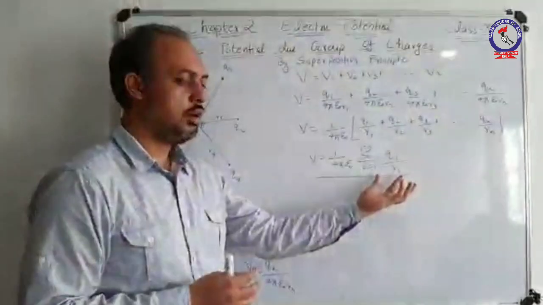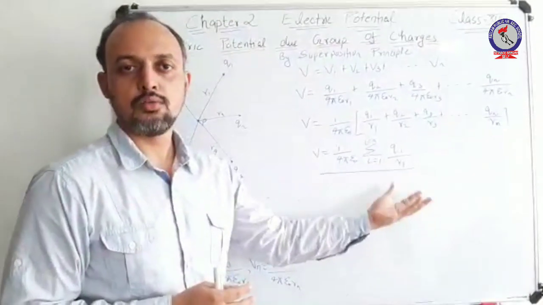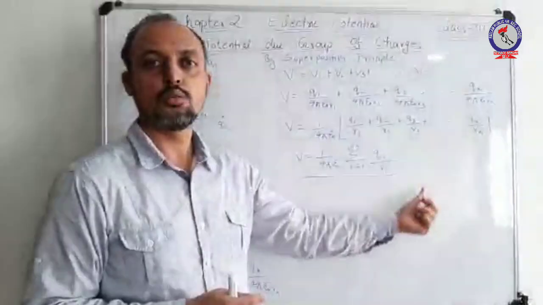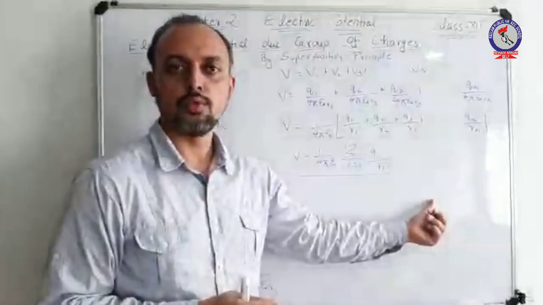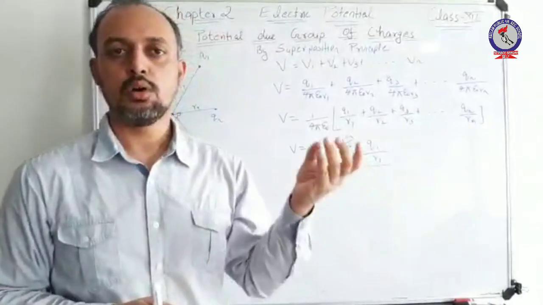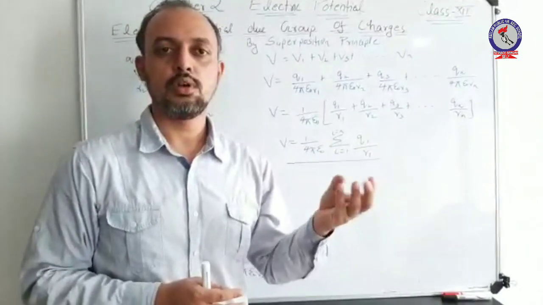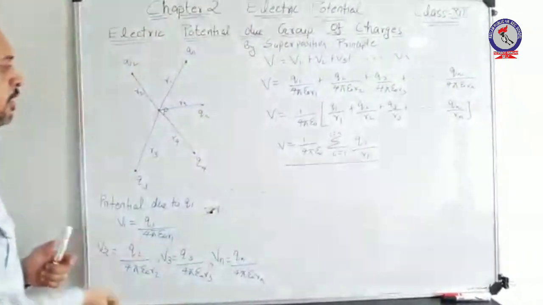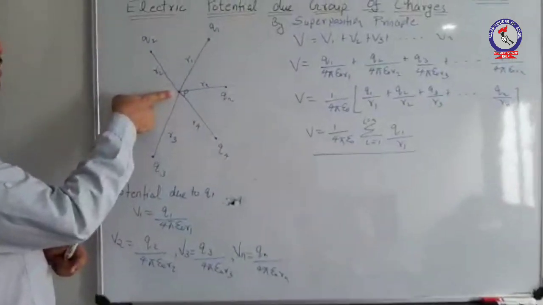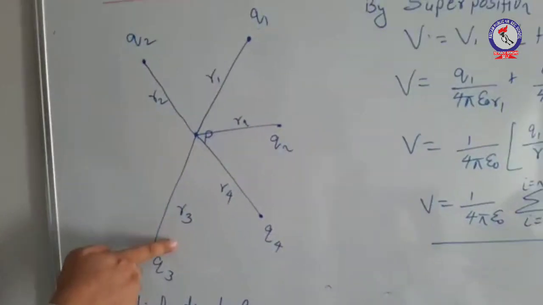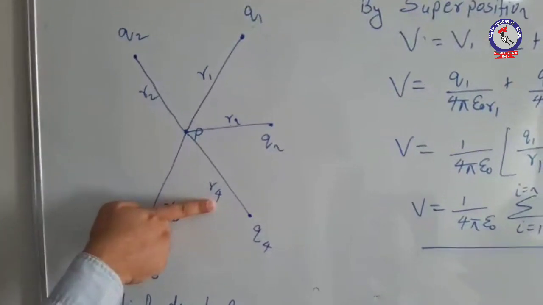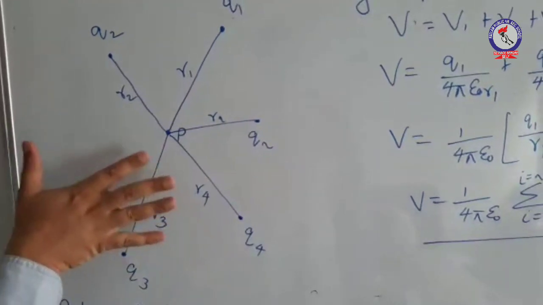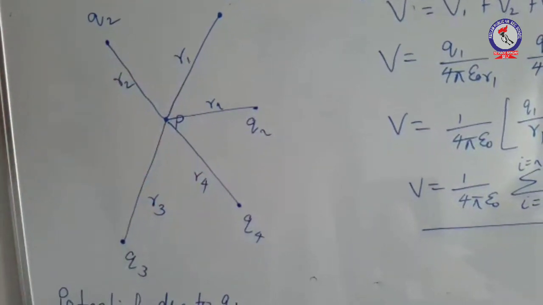Let us suppose if you need to expand this, if the system contains 4 charges, then you can write Q1 by R1 plus Q2 by R2 plus Q3 by R3 plus Q4 by R4, where R1, R2, R3 and R4 represent the individual distances from that common point. Remember this concept. This P is a common point and R1, R2, R3 and R4 represent their individual distances from their particular charges. So you need to take care while calculating the net potential.